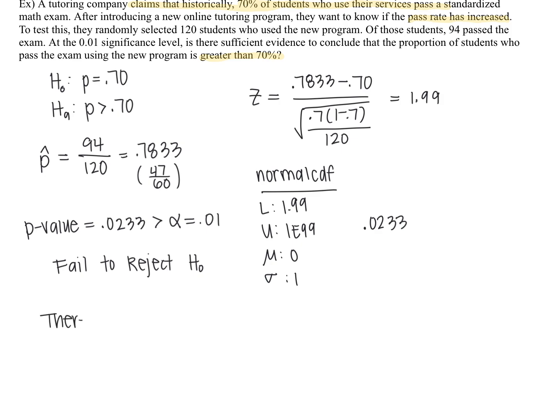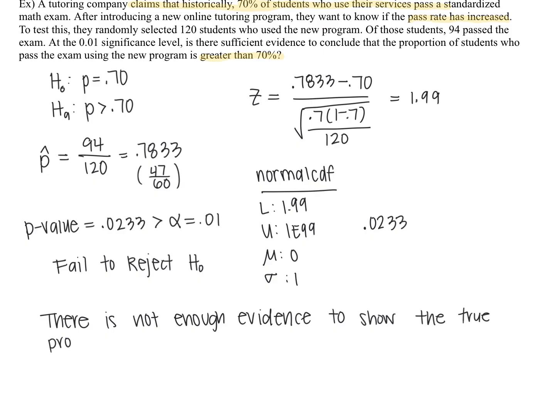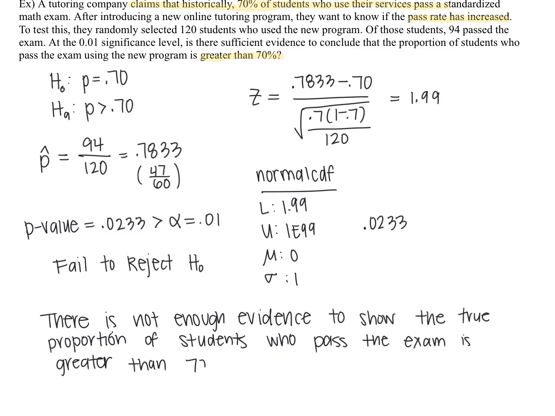So there is not enough evidence to show the true proportion of students who pass the exam is greater than 70%.